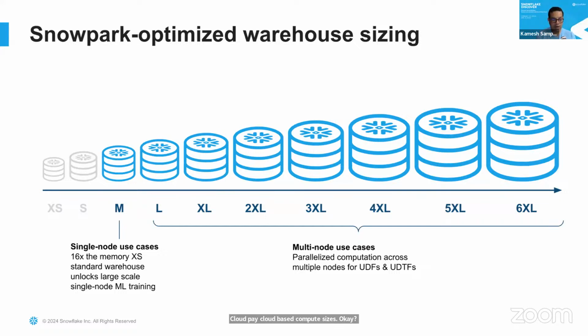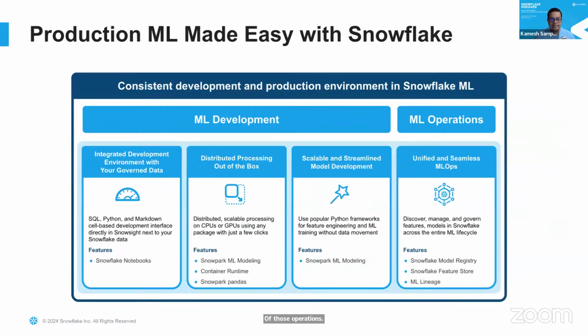And as I noted down, for single node use cases, it's 16x memory, then XL, right? And then for the multi-node use cases where you want to do parallel computing, we'll see a little bit more about that during one of our examples that we are going to run. That is going to use the larger ones, right? If you're not using Snowpark optimized warehouses, you're not going to achieve the distributedness of those operations. All right. That's great. This is just a summary.